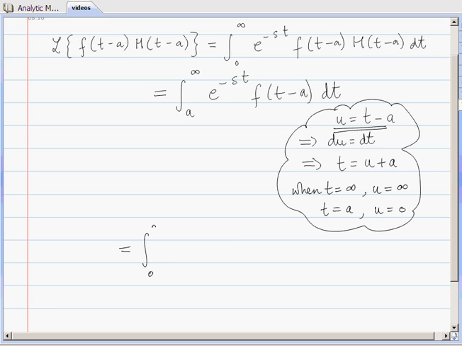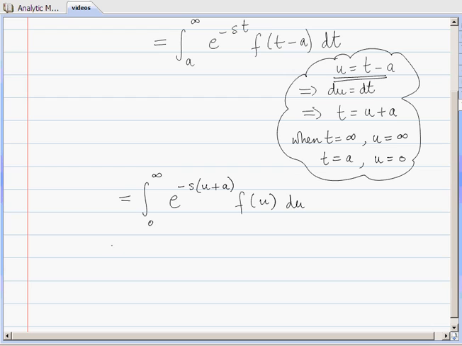Well, the integral will now be from 0 to infinity, talking about the limits of integration. And our exponential factor changes to e to the minus s of u plus a. Then we have f evaluated at t minus a, but that's just the variable u, and the integration differential there just becomes du.